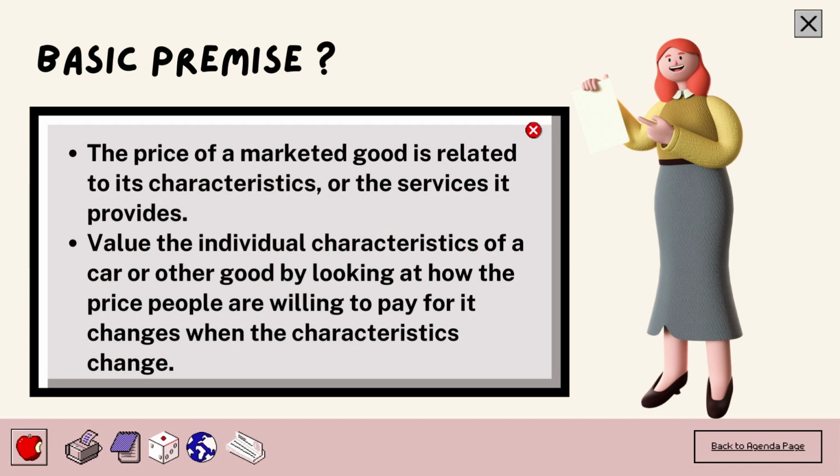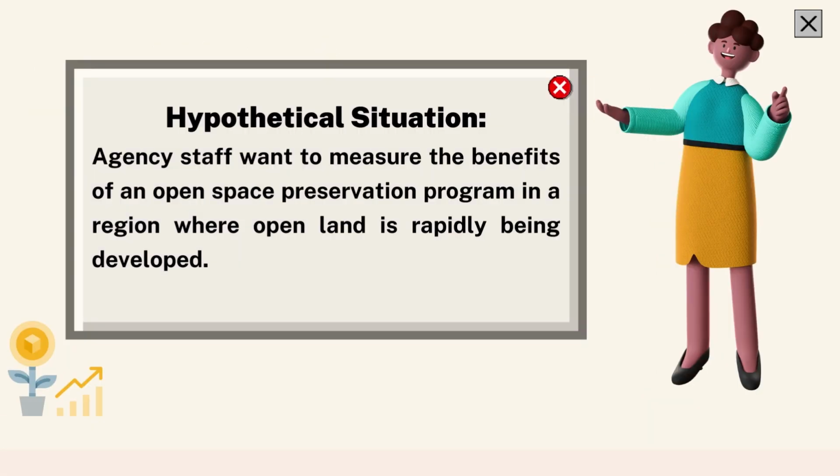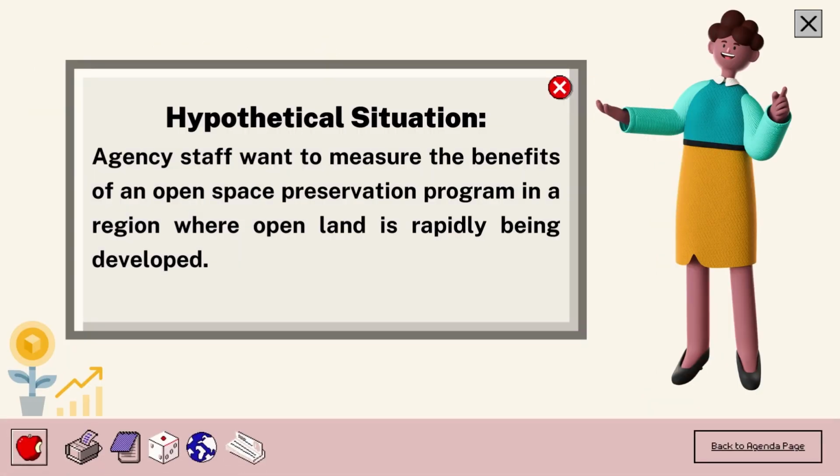This section continues with an example application of the hedonic pricing method, followed by a more complete technical description of the method and its advantages and limitations. Hypothetical situation: agency staff want to measure the benefits of an open space preservation program in a region where open land is rapidly being developed.